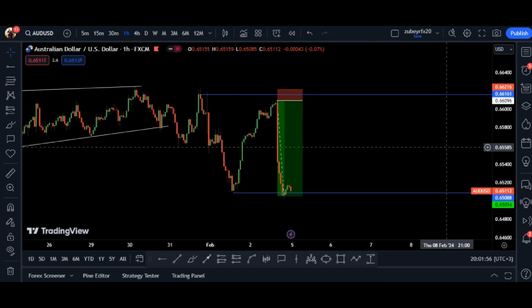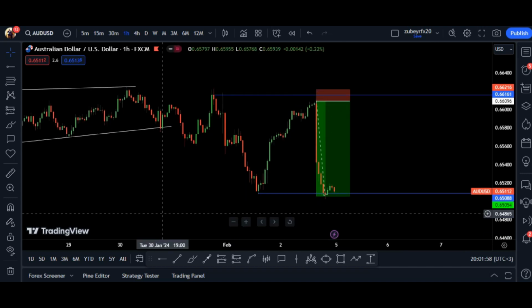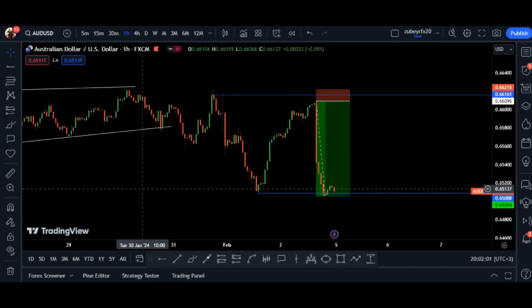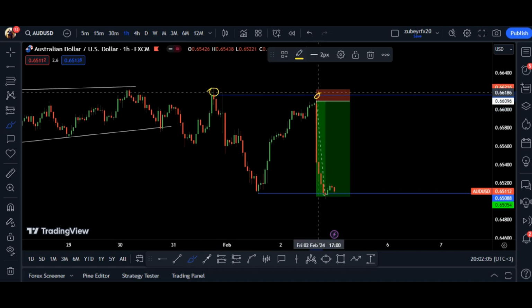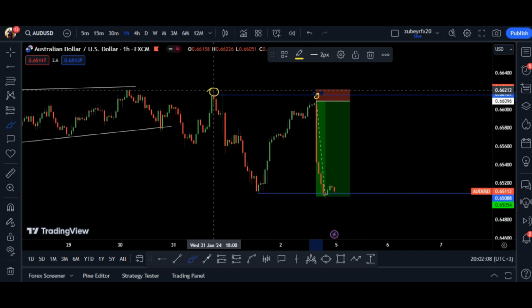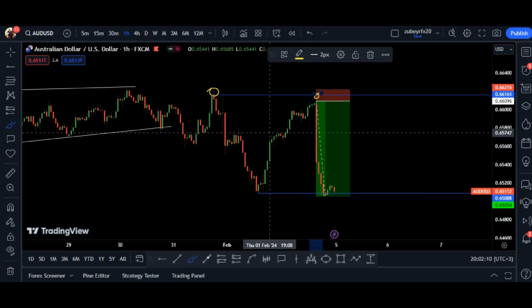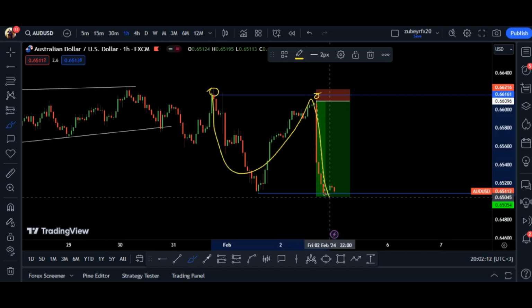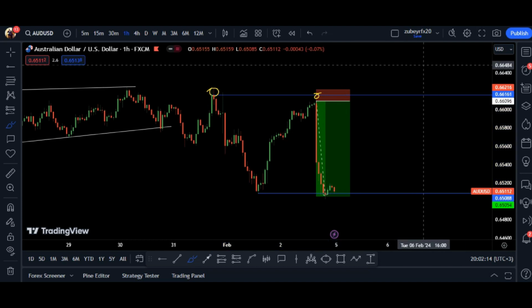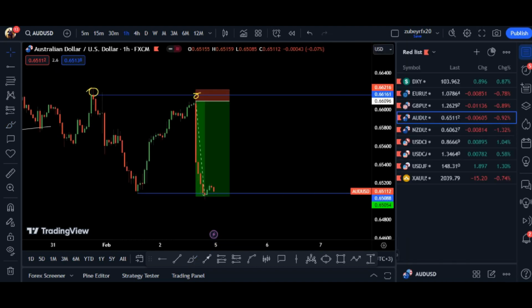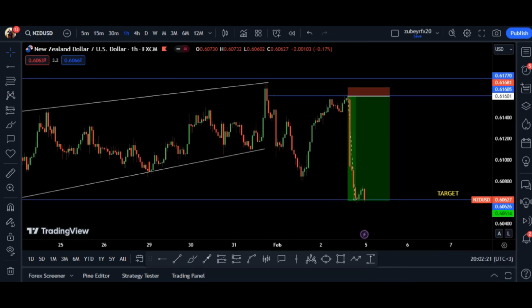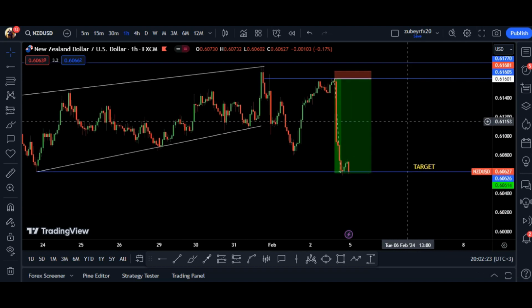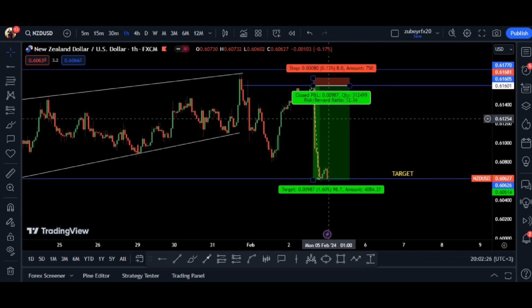Now if I also show you AUD/USD, we can see here we had a double bottom, and exactly, you can see here is a strong sell area, of course, and again after it came back here, boom, we got a sell area. Now I will also show you guys NZD/USD. NZD/USD has already hit the target as well, which is 98 pips.